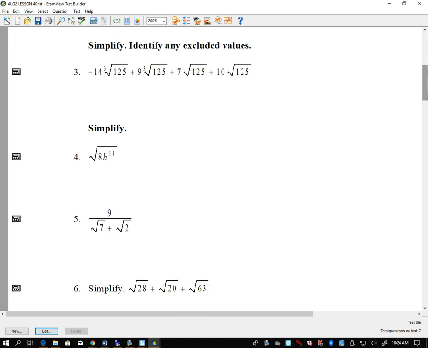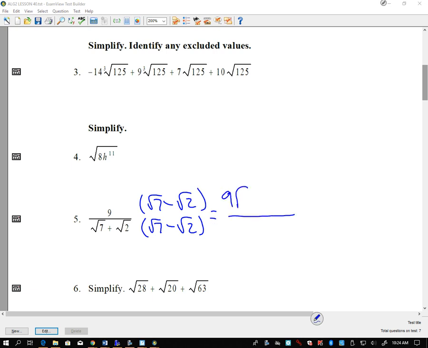All right, I do want to look at a conjugate question here real quick. You'll see number 5 is a conjugate question. So I'm going to multiply by radical 7 minus radical 2 over radical 7 minus radical 2. Okay? I get 9 times radical 7, which is 9 radical 7. 9 times negative radical 2 is negative 9 radical 2.